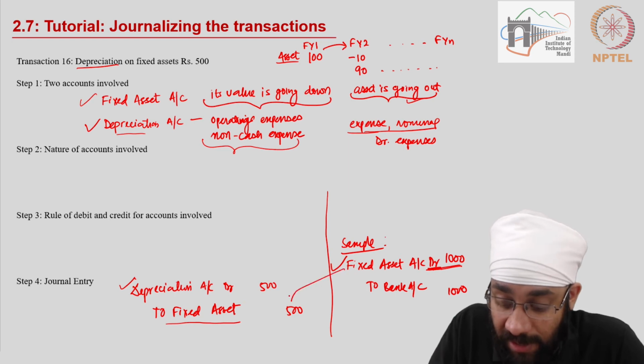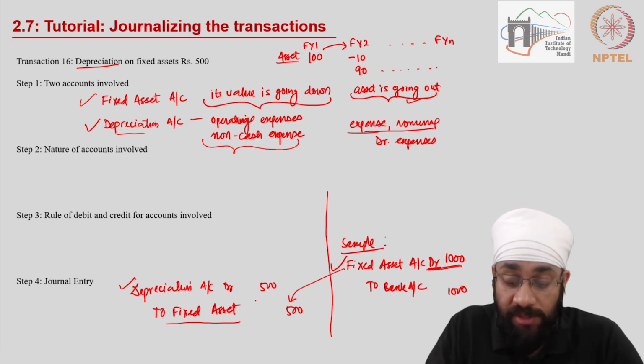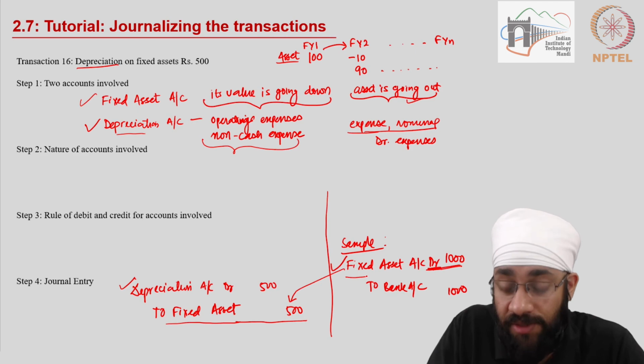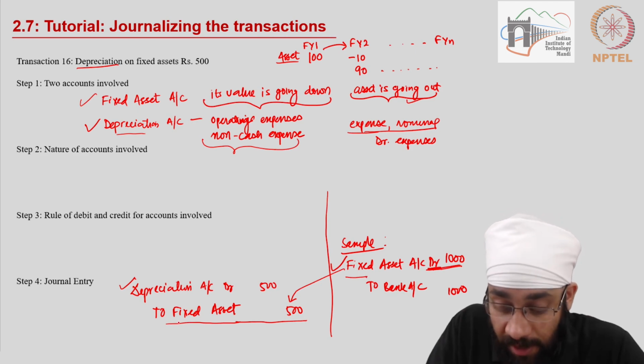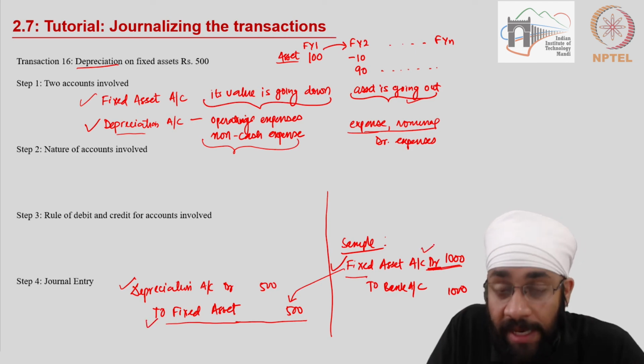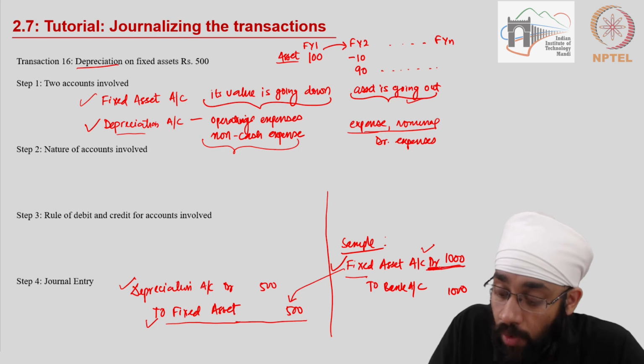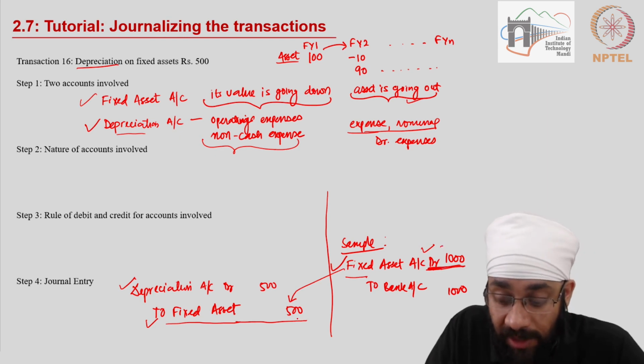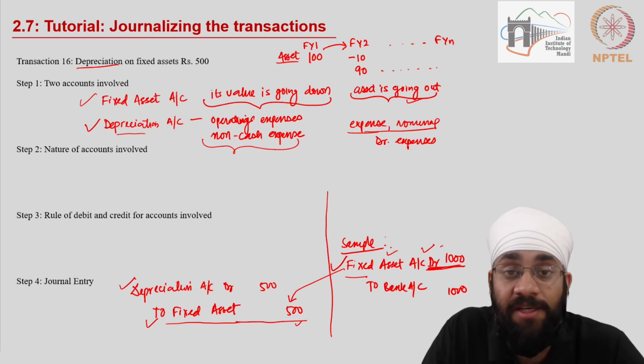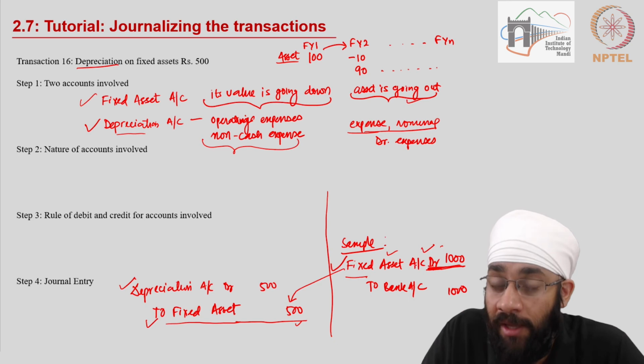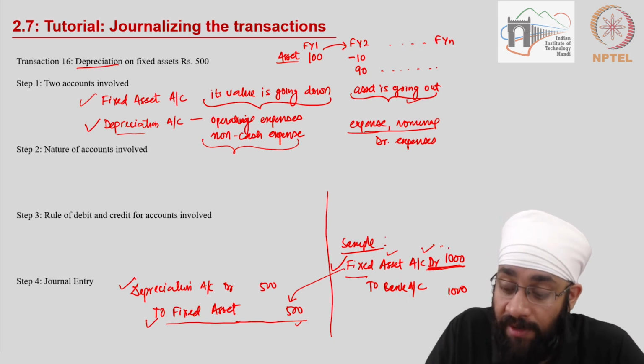Now these are counter transactions. This transaction is cancelling this transaction. This credit is cancelling this debit. However, debit was equal to 1000, credit is equal to 500 only. Therefore, there is a debit balance. There is a balance in the fixed asset equal to 500. Meaning, the value of the fixed asset went down from 1000 to 500 now.